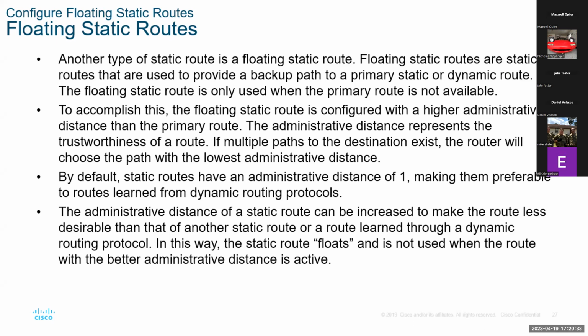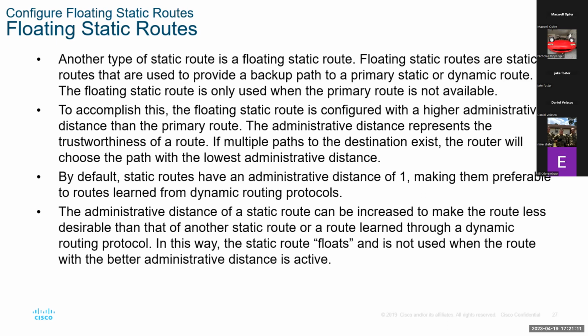Remember that previously where they were explaining the trustworthiness and how far away they considered that. If multiple paths to the destination exist, the router will choose the path with the lowest administrative distance. So they configure it with a higher administrative distance, the primaries on the lower, so it chooses the primary first, but if the primary drops out, then it'll go to that floating static route. By default, static routes have an administrative distance of 1, making them preferable to routes learned from dynamic routing protocols.